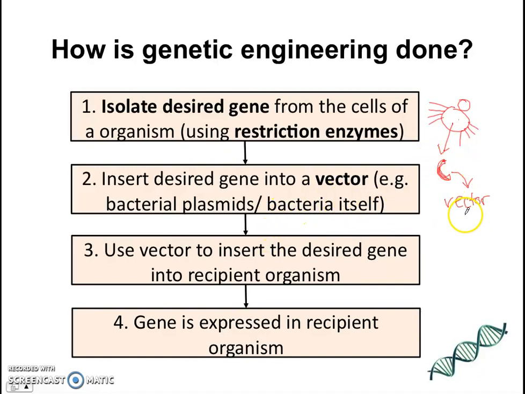And the next step is I need to then insert this vector. Right? I use the vector to insert the desired gene into the recipient organism. So in this case, I want to use the vector to insert the gene into cells of the goat. Right? So I insert it into the cells of the goat. And at the end of the day, what I will get is that this gene, the spider silk making gene, is then expressed in my recipient organism, in this case the goat. So then the goat will be able to produce silk.